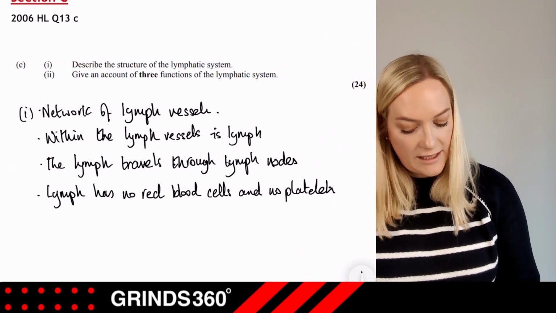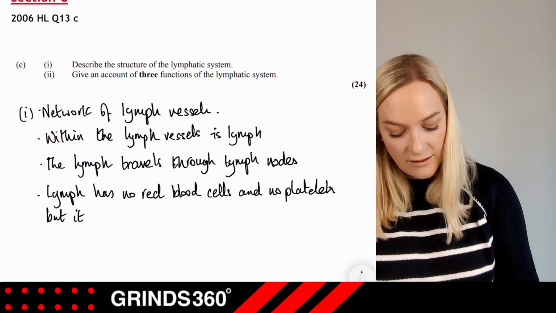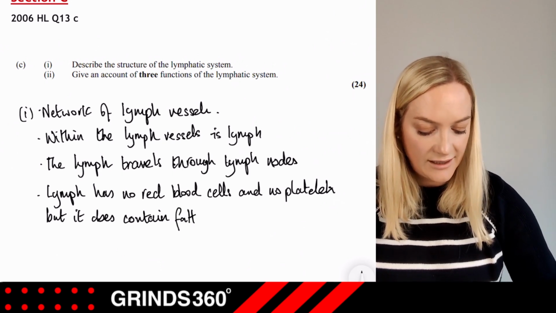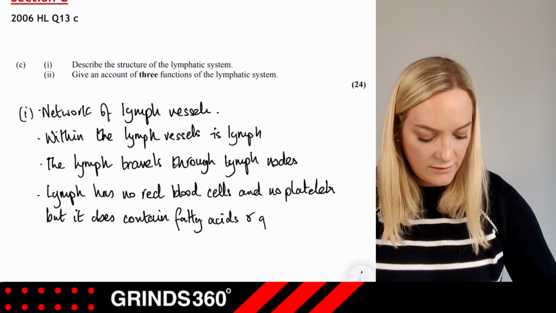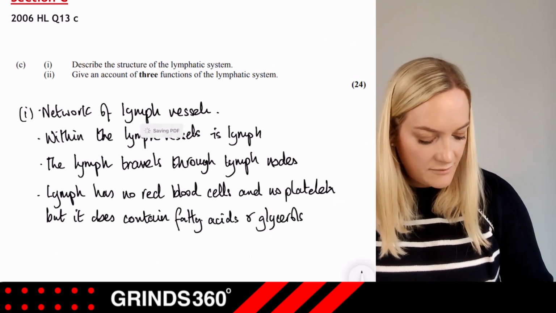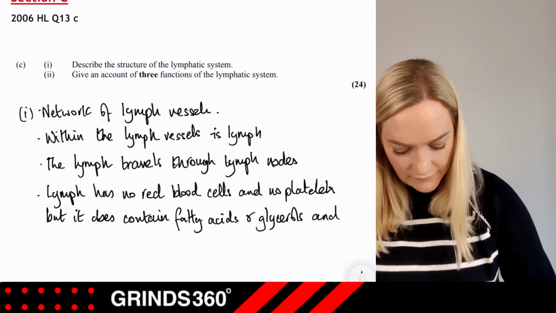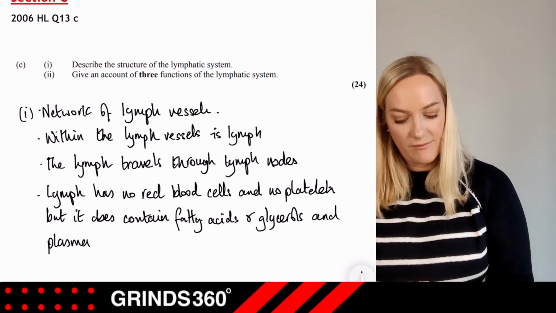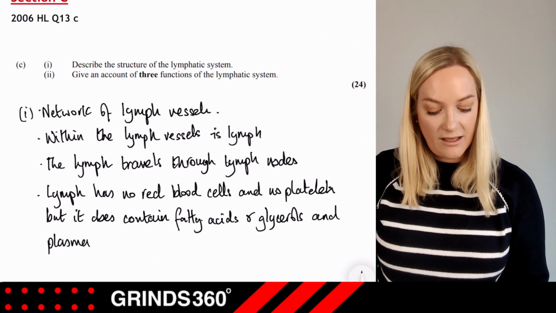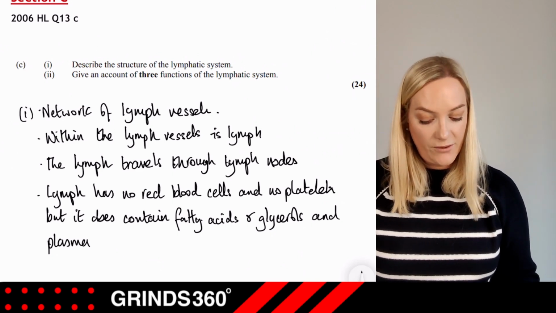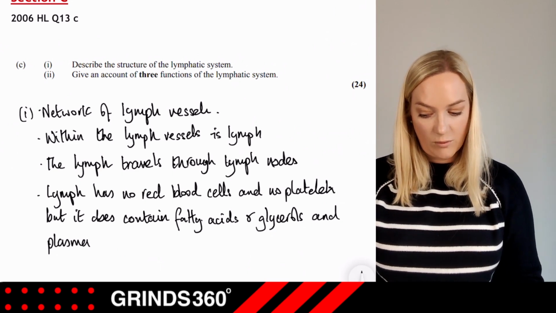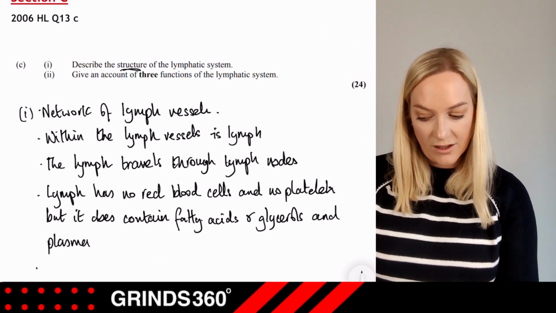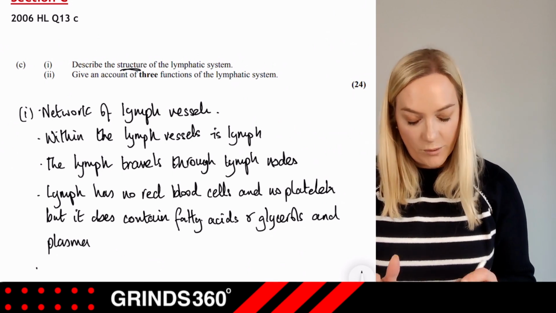Okay, it has no red blood cells and no platelets, but it does contain fats. You could say they're fatty acids and glycerol. And plasma. So we've more than answered that. Have we described the structure of the lymphatic system? So we've said it's a network of lymph vessels. Within the lymph vessels is lymph. The lymph travels through the lymph nodes. The lymph has no red blood cells and no platelets, but it does contain fatty acids and glycerols and plasma. So let's look back again at the structure. So we can mention that the lymph vessels join up to two major ducts.